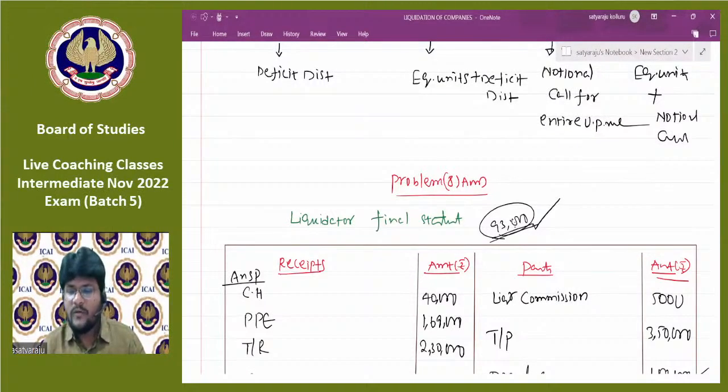Unless otherwise specifically given, the charge is always a fixed charge. Karthik Gupta, the same point I actually told in previous classes. If nothing was specified, we can simply assume that the charge was a fixed charge only. If it is clearly mentioned as a floating charge, then only you can assume it as a floating charge. Okay, hope you understand.